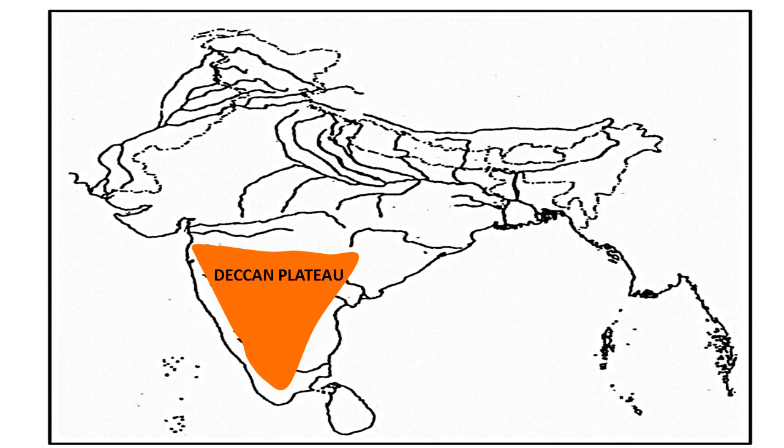Then we have Chota Nagpur Plateau. The Chota Nagpur Plateau area actually covers whole Jharkhand. It is located near to Damodar River. Next is Thar Desert. Thar Desert must be located in the western part of Rajasthan. It should be shaded with yellow color.